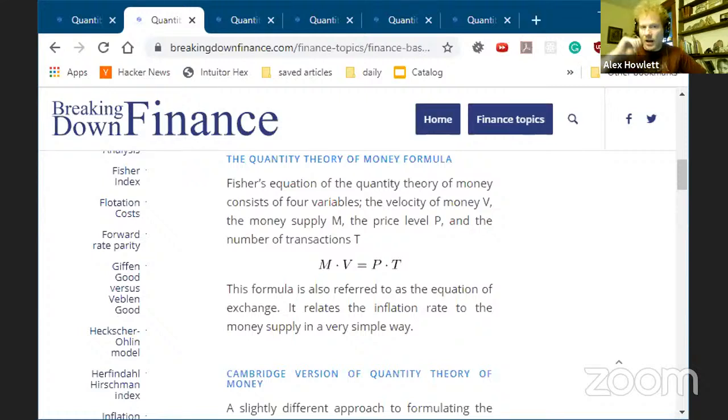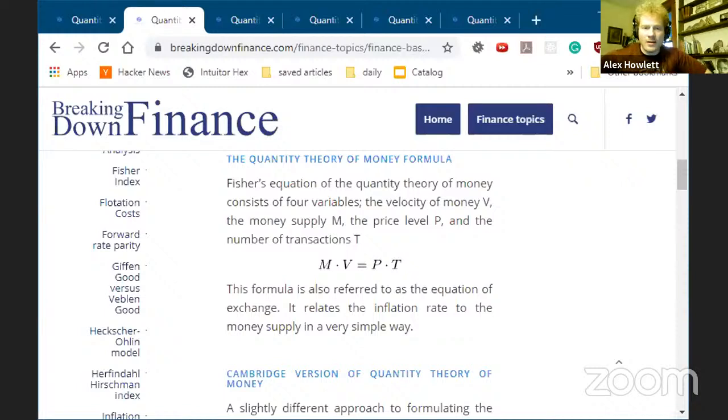So I said money stock for M. A lot of times people say money supply, because what you're imagining here is that there's a certain amount of money that's available to the economy. It's a supply of money that's out there, and then the question is, what are you doing with it? You're spending it, and you're spending it at a certain rate.